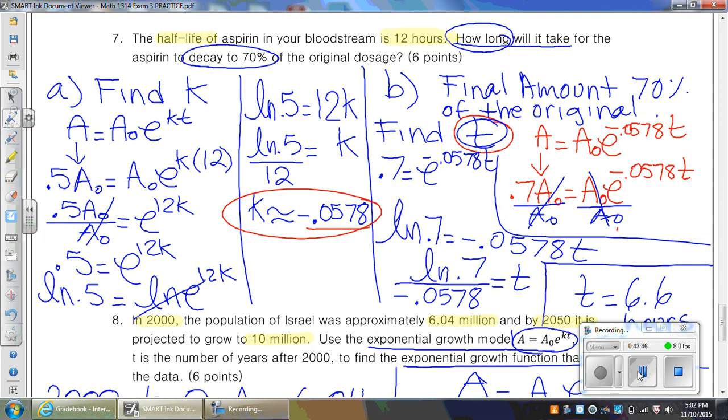Okay, so this will be the end of the video. Okay, one little correction. The answer here, instead of being 6.6, should be 6.2. So if you got that on your calculator, just don't worry about it.